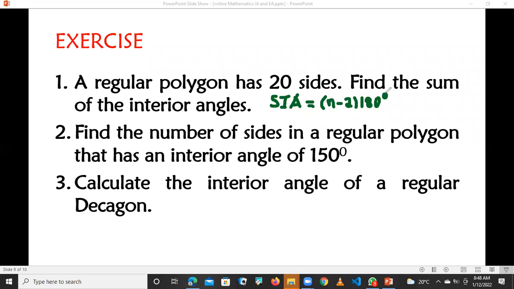Okay, then we come to number two. On number two, it says find the number of sides of a regular polygon that has an interior angle of 150 degrees. So what are we going to do?